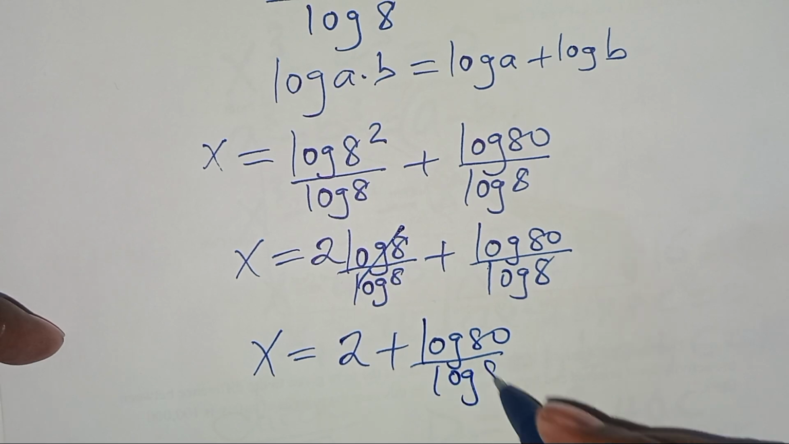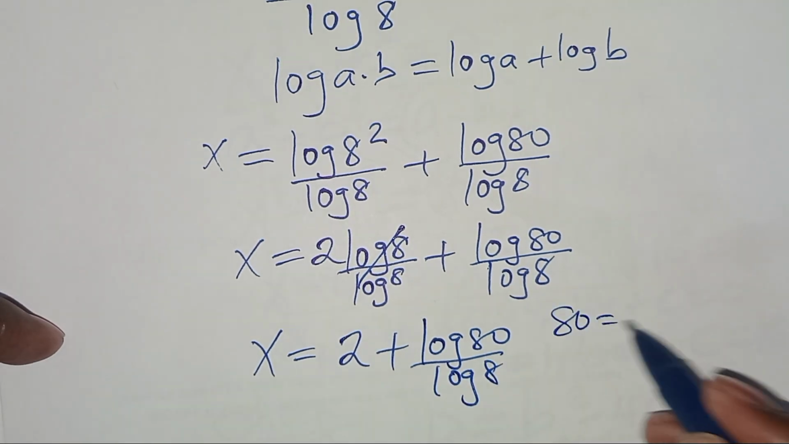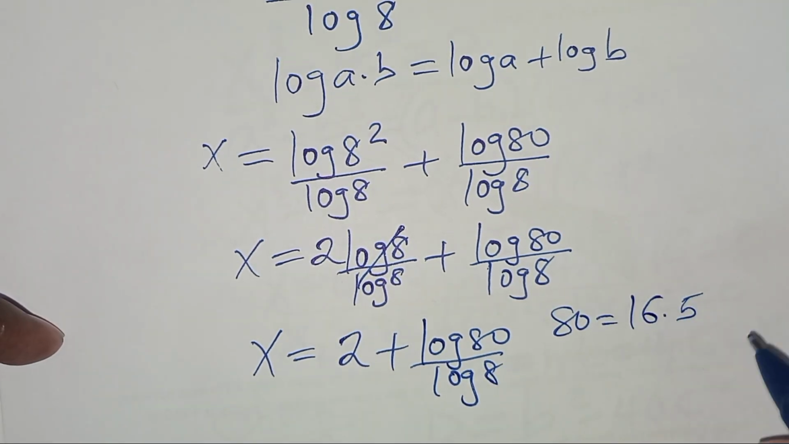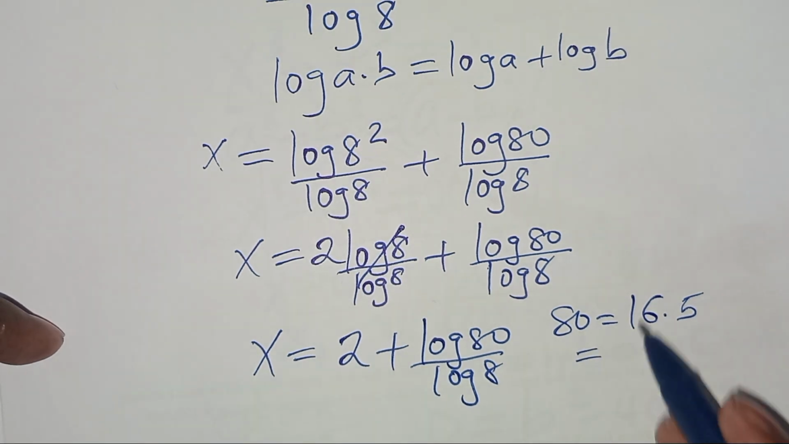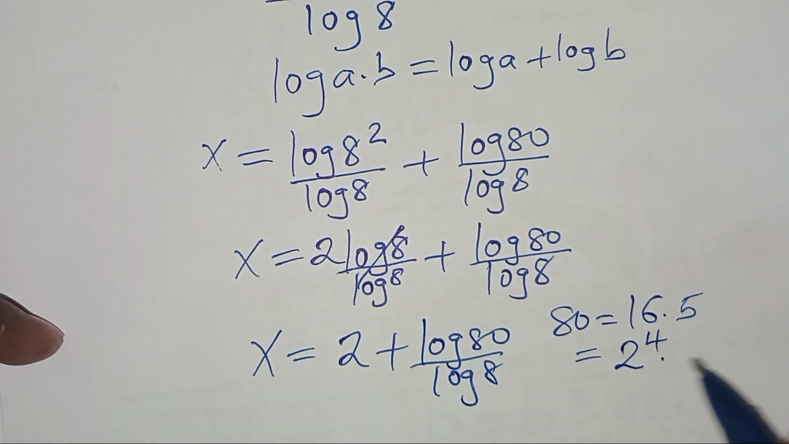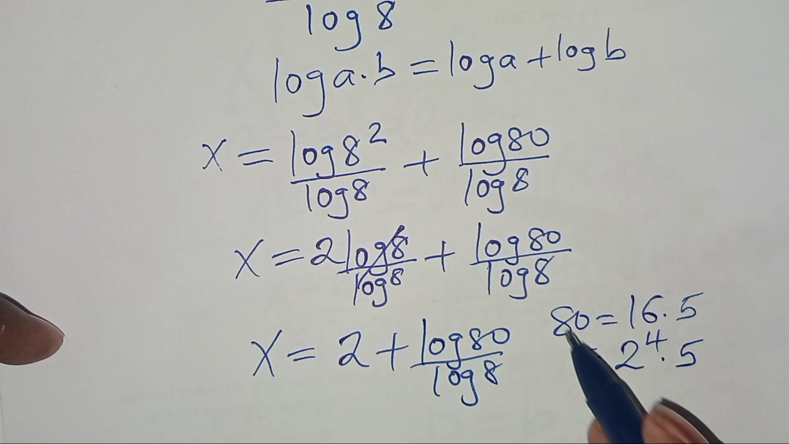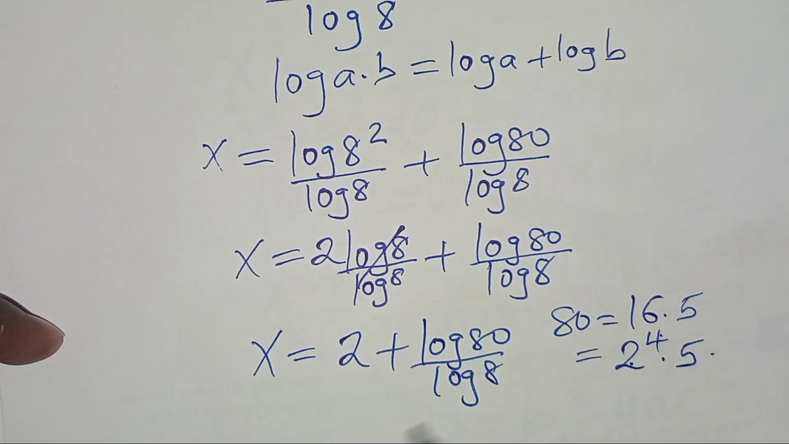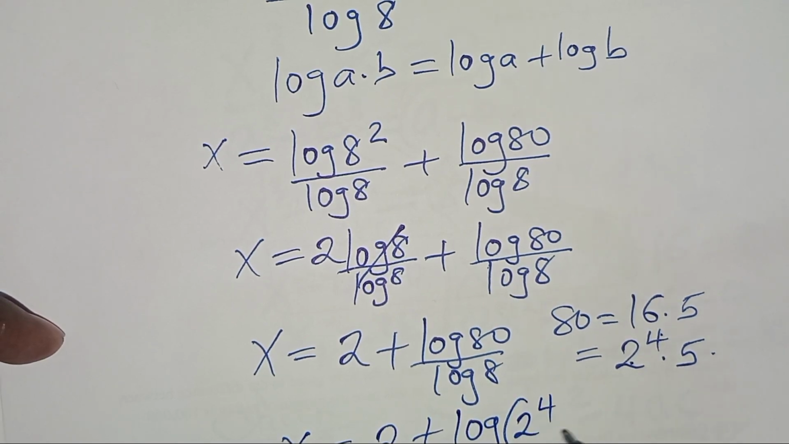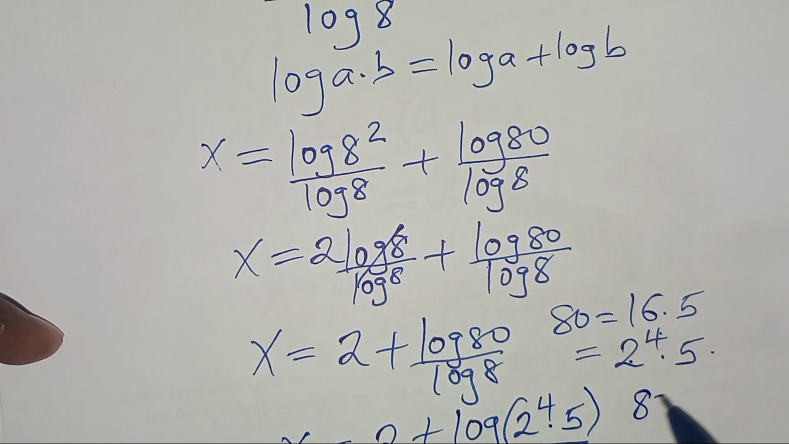We can express 80 basically as 16 times 5, okay? And 16 can be expressed as 2 to power 4 multiplied by 5. So 80 is the same thing as 2 to power 4 times 5. So here we'll have x is equal to 2 plus log of 2 to power 4 multiplied by 5 divided by log 8. And we can express 8 as 2 to power 3. So this is log 2 to power 3.